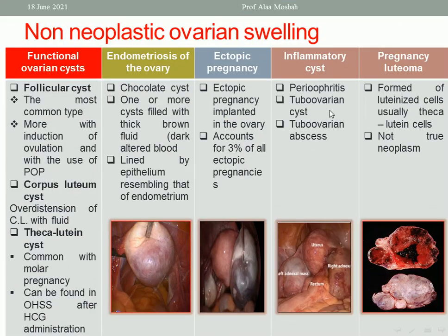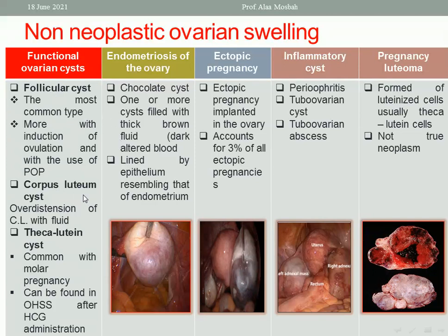Okay, let us compare between non-neoplastic ovarian swellings, starting with the functional ovarian cyst, which may be a follicular cyst, corpus luteum cyst, or theca lutein cyst. The follicular cyst is the commonest one, and it occurs more with ladies who take induction for ovulation. We also notice follicular cysts in patients taking progestogen-only pills.